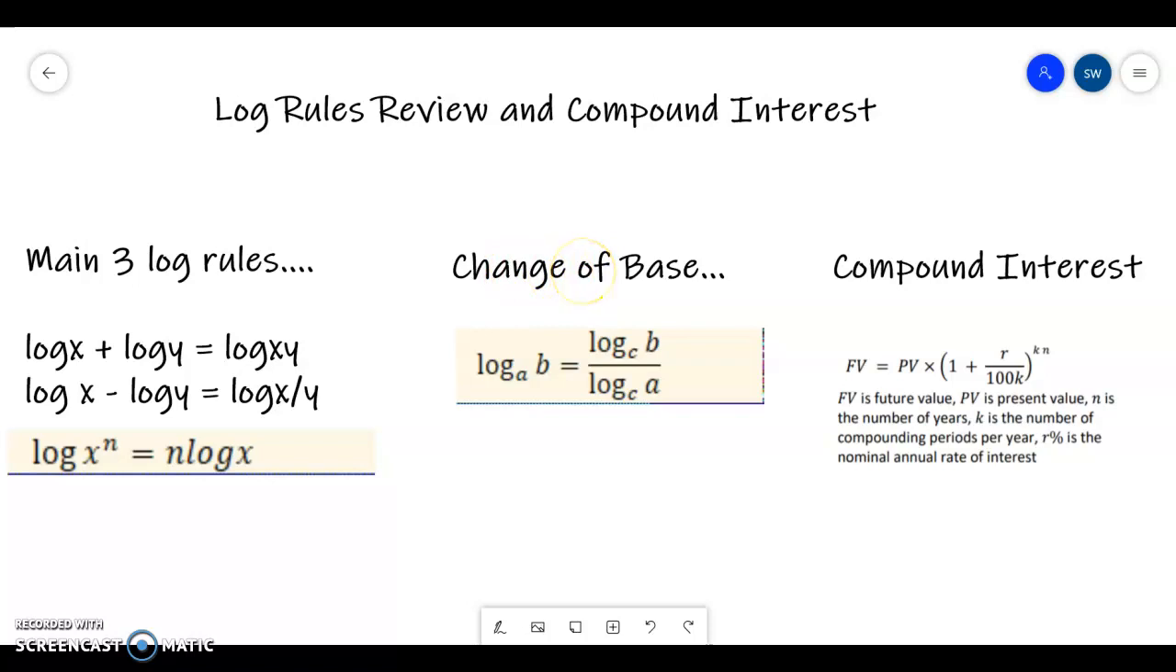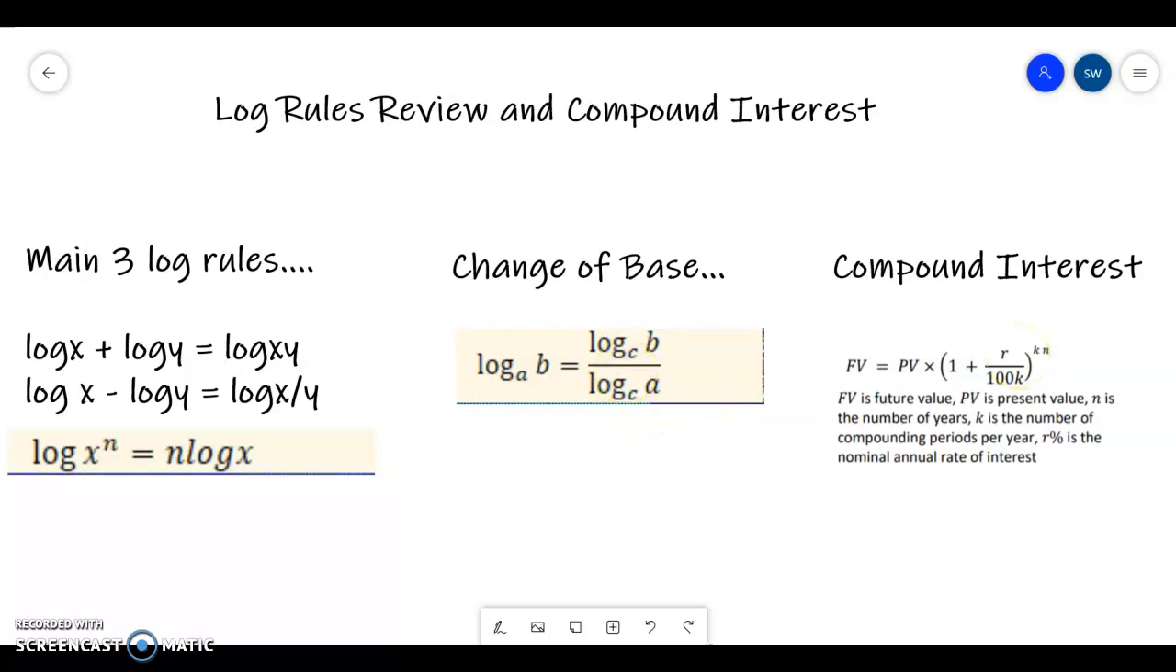This change of base formula is for any log. Any log base A of B can be written as the division of log C of B over log C of A, where C is absolutely anything you want it to be. It could be any base, doesn't matter.